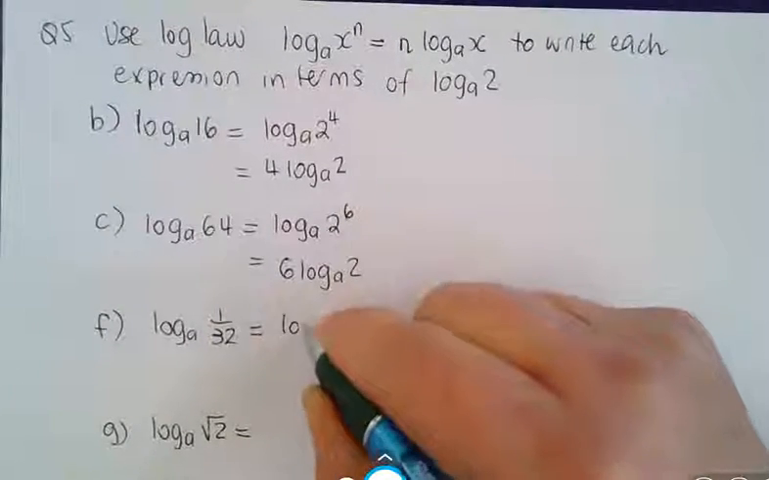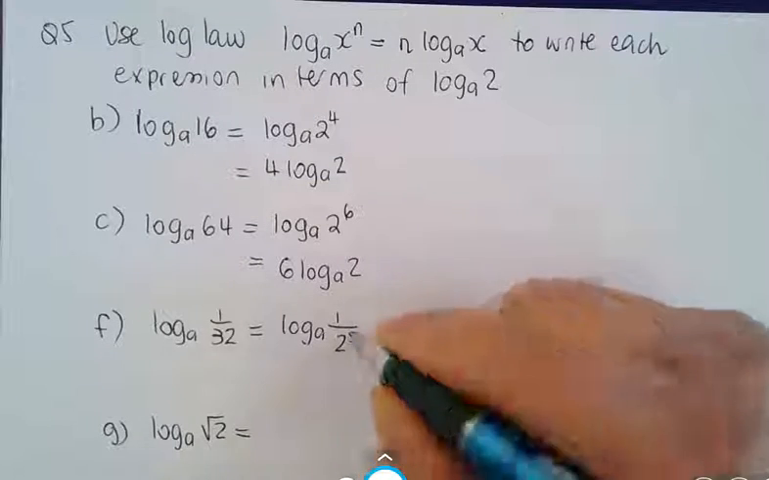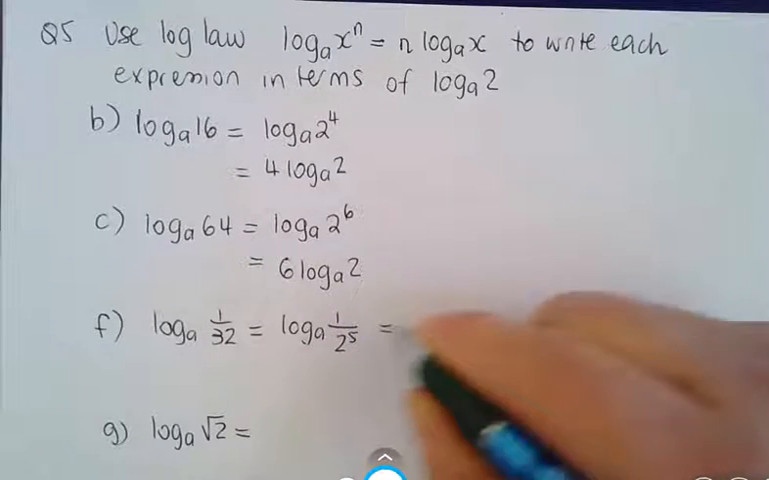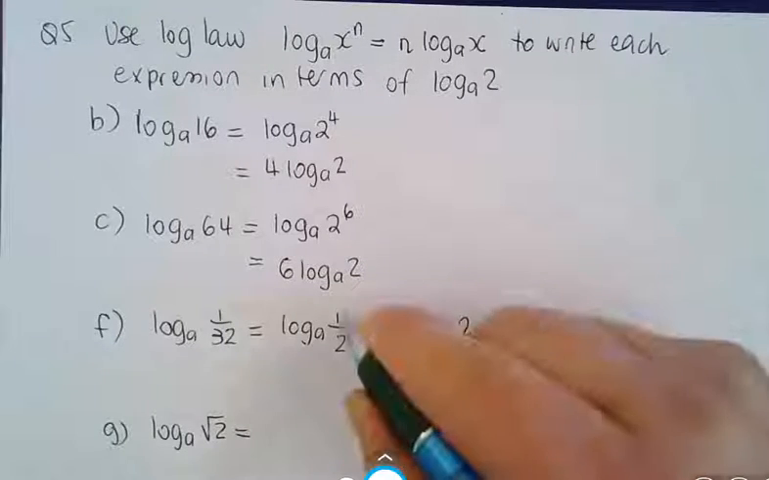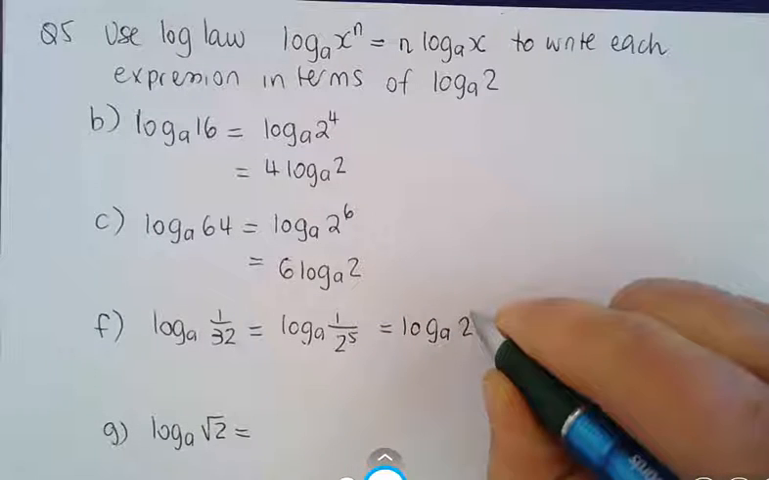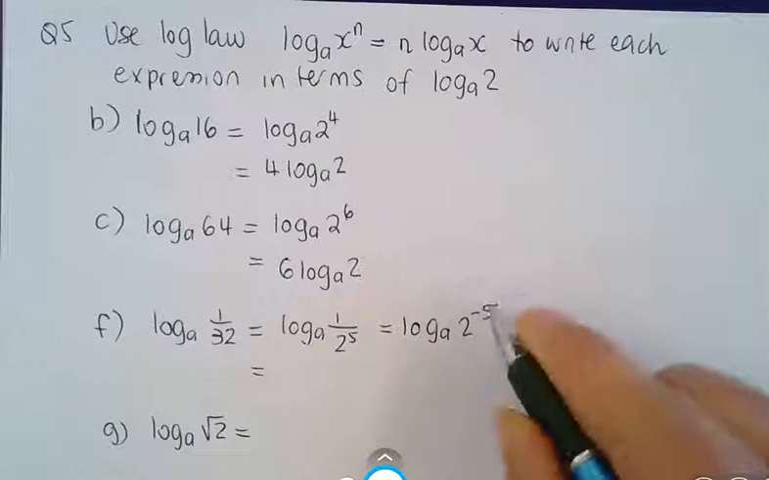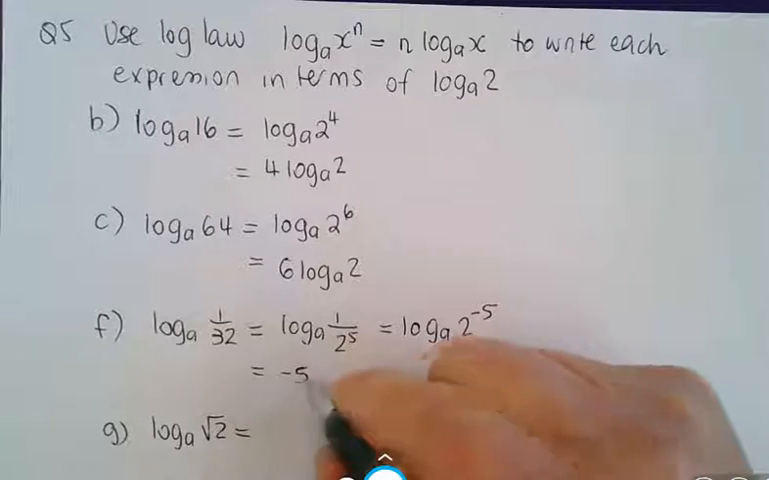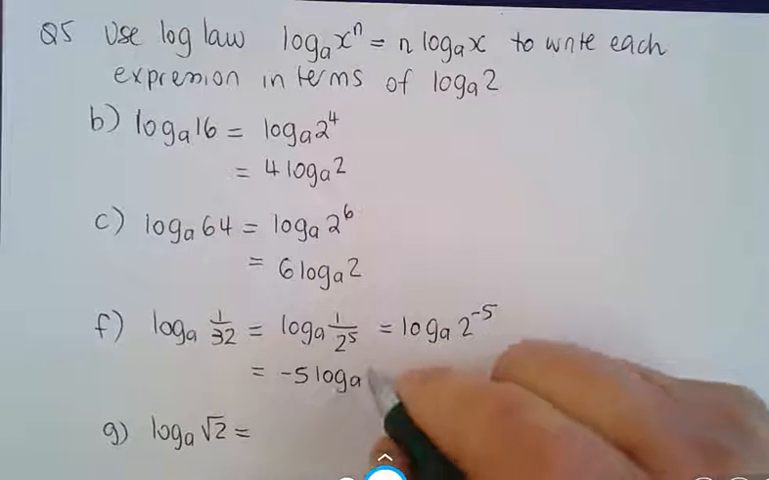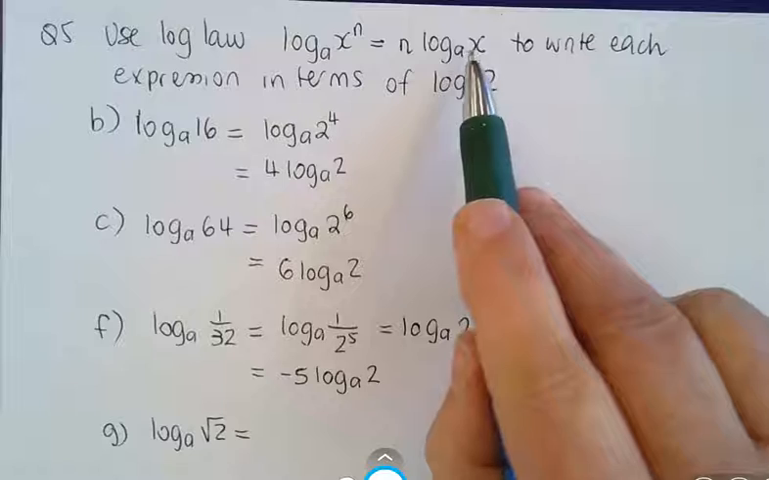How am I going to do the next one? Log to the base a of 1 over 32. 32 is 2 to the power of 5. But I don't want to write it like that. I don't want 1 over. How can I write this 1 over? 2 to the negative 5. What is the rule? Now I've got a clear power. The power comes to the front. So that's negative 5 log to the base a of 2. Are we good? This is an extremely important law, this one.